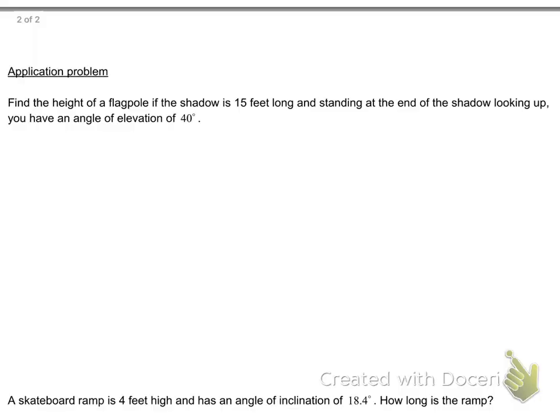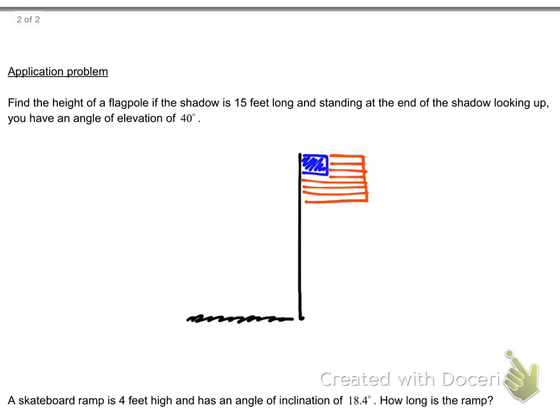Great. Now we're on to application problems. So let's say you want to find the height of a flagpole if the shadow is 15 feet long. Well, here's my flagpole. There's my American flag. You can count the stripes if you want. And standing at the end of the shadow, looking up, you have an angle of elevation of 40 degrees. Angle of elevation means how high up you're looking, starting from the ground. So that angle right there is our angle of elevation.